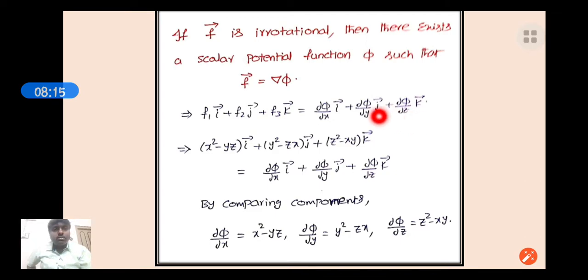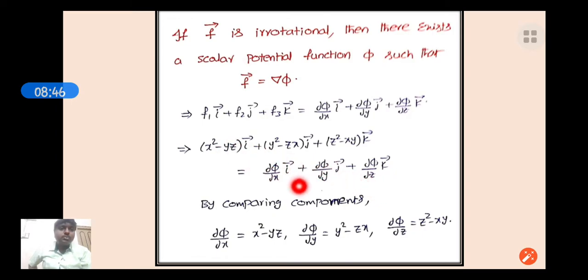Now, f bar is the given vector point function. I am writing f bar: f bar is (x² − yz) i bar plus (y² − zx) j bar plus (z² − xy) k bar. This is the given vector point function. We will be comparing it with del phi now. Del phi is ∂phi/∂x into i bar plus ∂phi/∂y into j bar plus ∂phi/∂z into k bar.